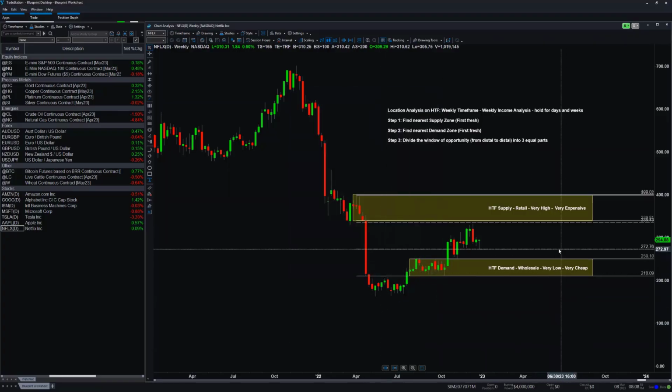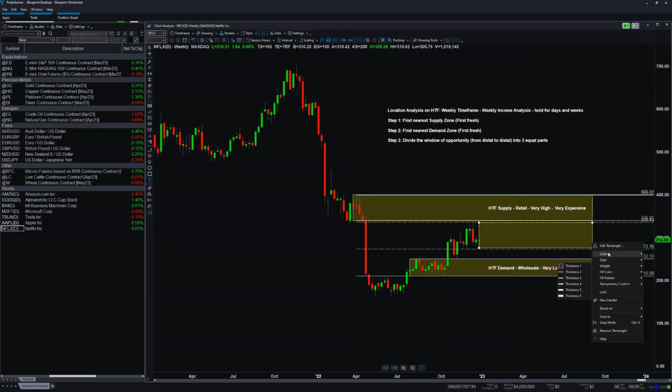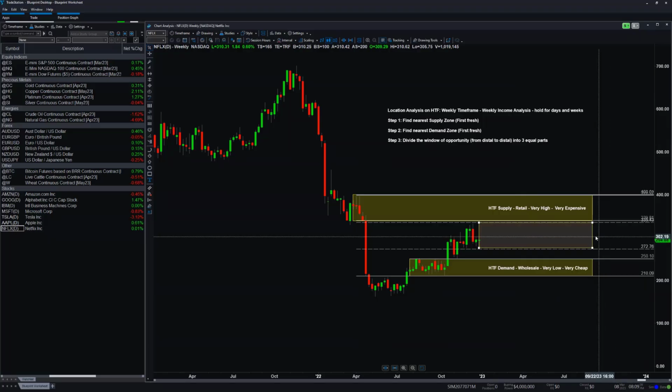And now what just happened is we got an additional dotted line here, an additional dotted line here, which means this area was now divided into 3 equal parts. Okay, so now we have from here to here, that's going to be our equilibrium.